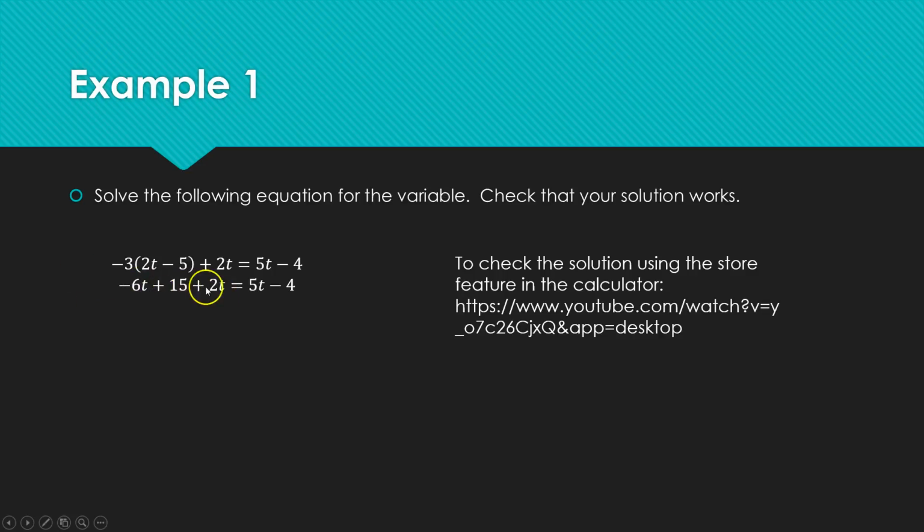We have more simplification to happen on the left side of the equation. So -6t plus 2t is going to bring us to -4t plus 15. And again, that right side stays the same because there's nothing to happen to it.